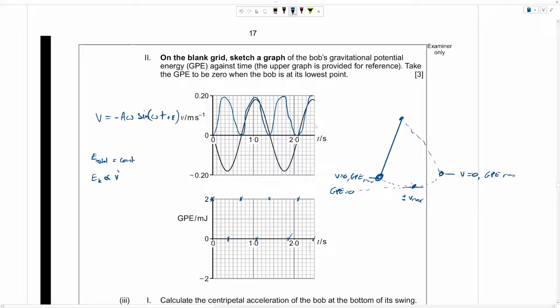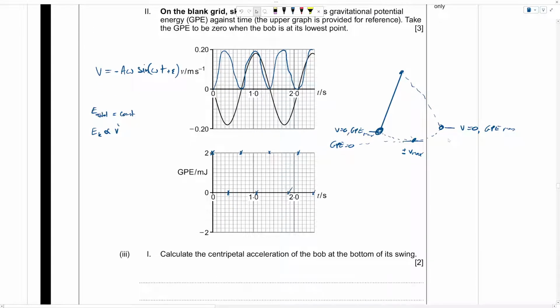There's 3 marks for this, and likely those 3 marks are going to be for having these important times correct, you know, the peaks in the right place, the zeros in the right place, and the correct general shape of the graph, which should be sine squared shape. So a smooth curve. Oh my goodness, that's quite hard to do on a graphics tablet.